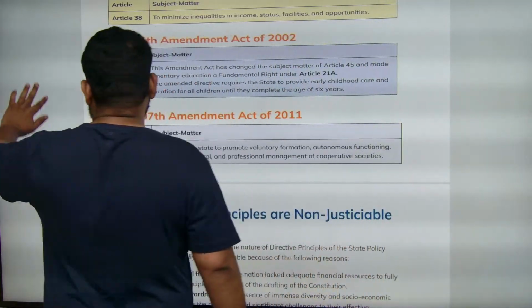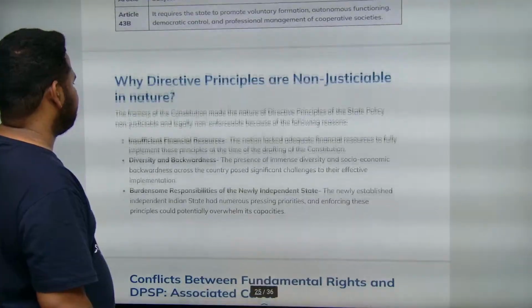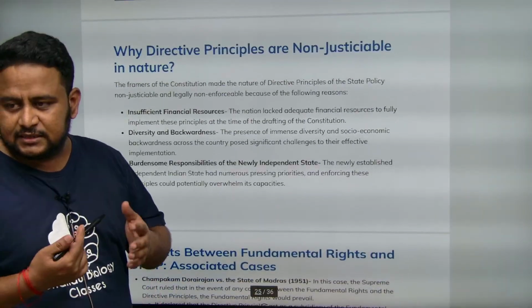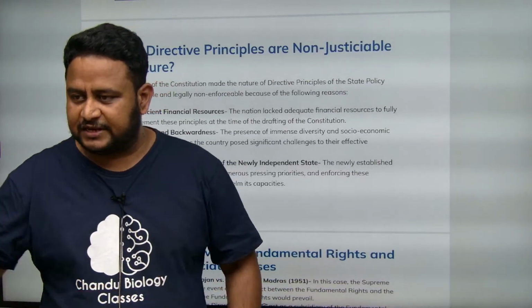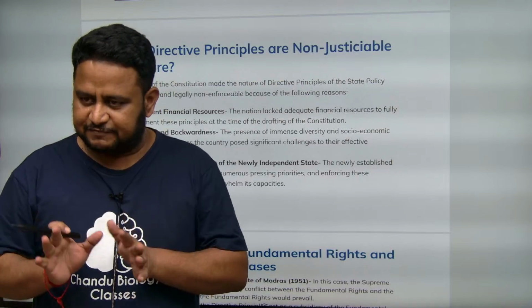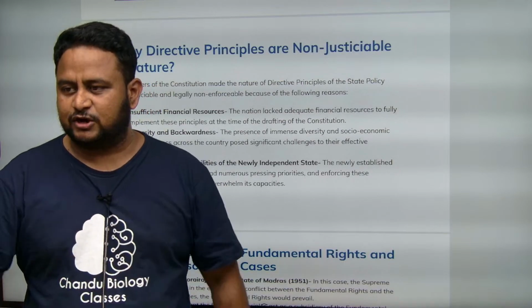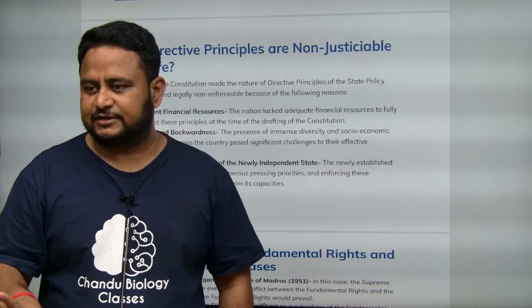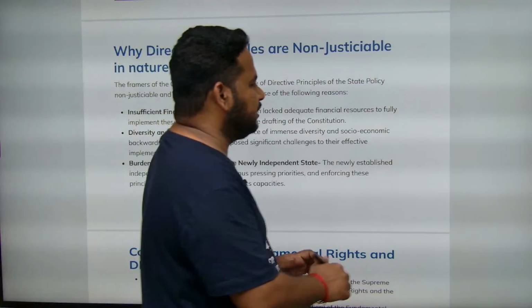Now let us discuss why directive principles are non-justifiable in nature. That is why you cannot tell the government please make these laws. Definitely they will make the laws. You cannot go to the court and say they have not made a law to provide me this thing. You cannot go to the court. Why? You will understand.